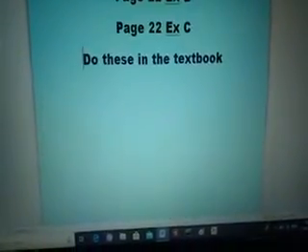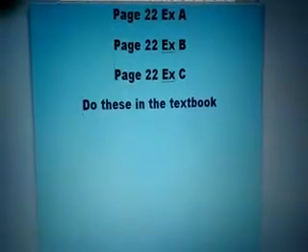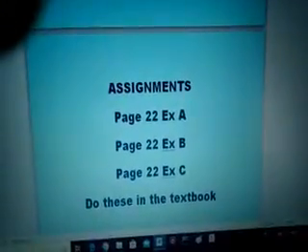And here are some assignments for you. Please do them in your textbook.